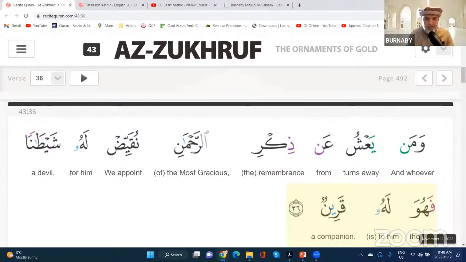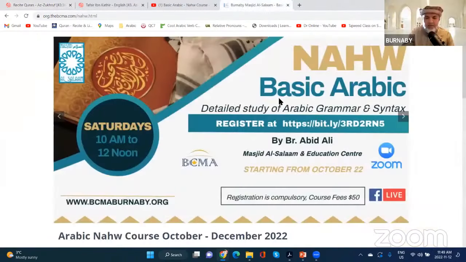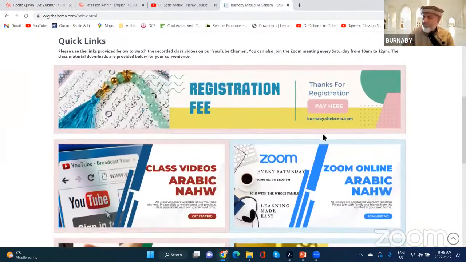This is from Suratul Az-Zukhruf. And the meaning of Az-Zukhruf is the ornaments of gold. By the way, have you looked at this? Brother Afzal was talking about it this morning.